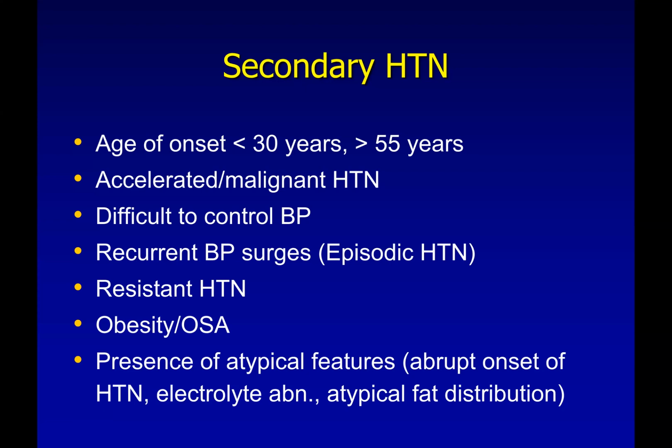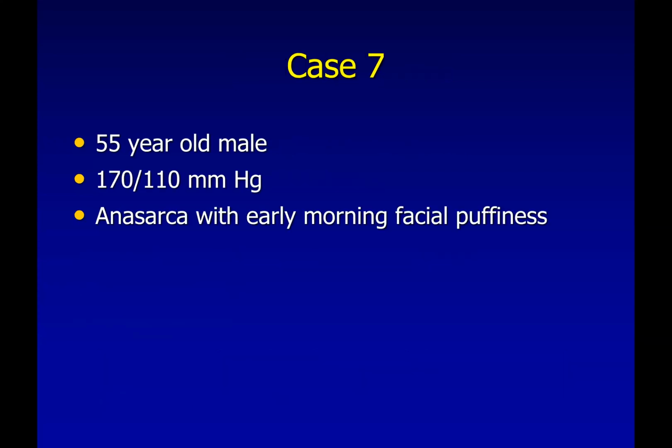Obesity or obstructive sleep apnea symptoms, again, these can contribute to secondary hypertension. And at times you will have atypical features like abrupt onset of blood pressure, or a BP which was controlled suddenly becomes out of control. Electrolyte abnormalities like hyperkalemia, as could be seen in the last case, maybe CKD, chronic kidney disease patients may have hyperkalemia, at times hypokalemia, and at times atypical fat distribution like Cushing's. So these could be indicators of secondary hypertension. So in this patient, it could be chronic kidney disease, and this high blood pressure could be a manifestation of chronic kidney disease.